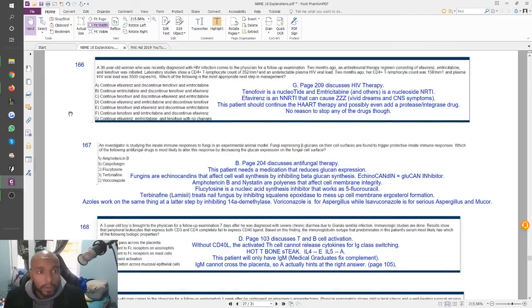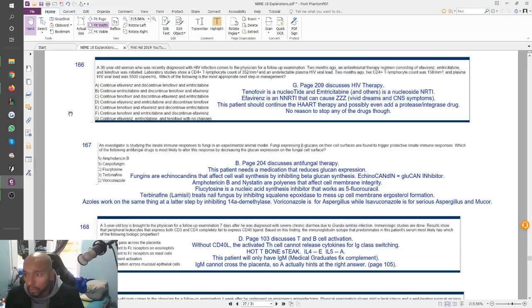166. A 36-year-old woman who was recently diagnosed with HIV infection comes to the physician for a follow-up exam. 2 months ago, an antiretroviral therapy regimen consisting of efavirenz, emtricitabine, and tenofovir was initiated. Lab studies show a CD4+ T lymphocyte count of 352, which is very low, and an undetectable HIV viral load. 2 months ago, her CD4 count was even lower, so she's improving, and her plasma HIV load was very high. Right, so she's getting better. Everything's going fine. Which of the following is the most appropriate next step in management?